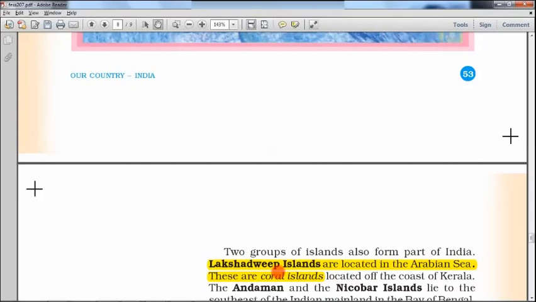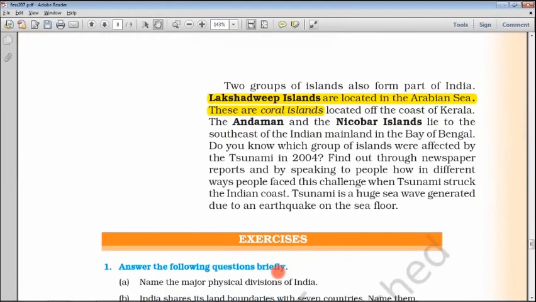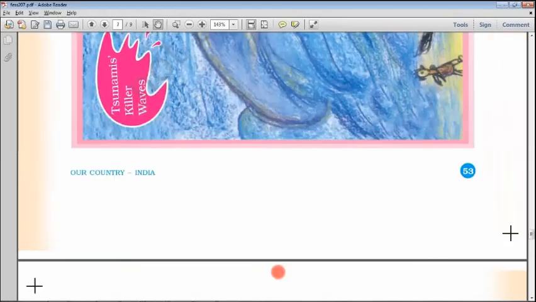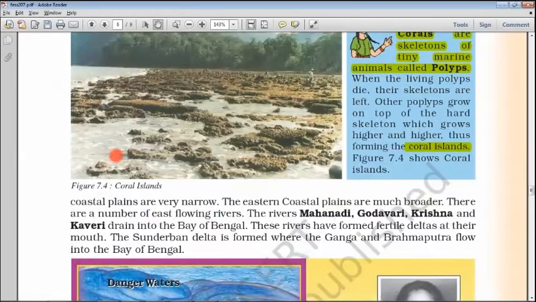Then we are talking about islands. There are two groups of islands. One is the Lakshadweep Islands in the Arabian Sea. The Lakshadweep Islands are coral islands. We will see what corals are. Here you can see the coral islands picture is given.